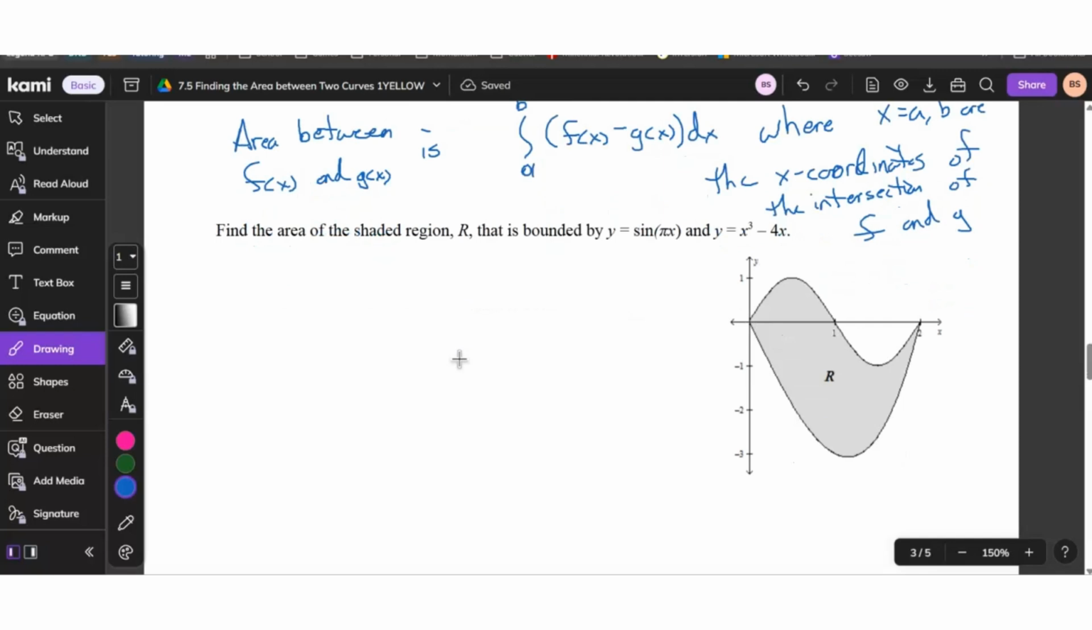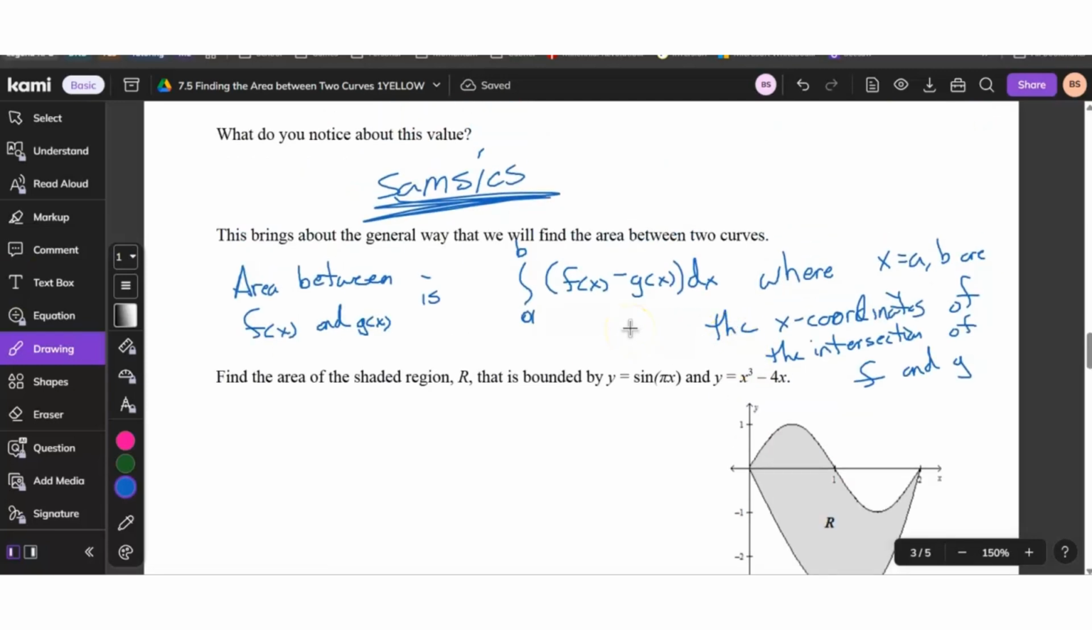Find the area of the shaded region R. So all this means is that your bounds are A and B, which, if I look at this one, would be your intersection. So it'd be A and B here. And then it's the top function minus the bottom function. So f of x minus g of x.